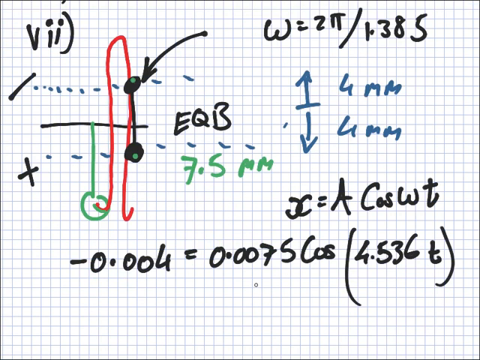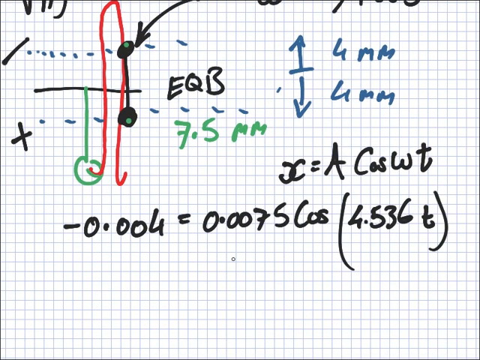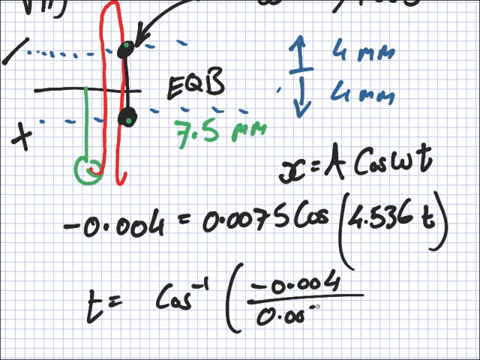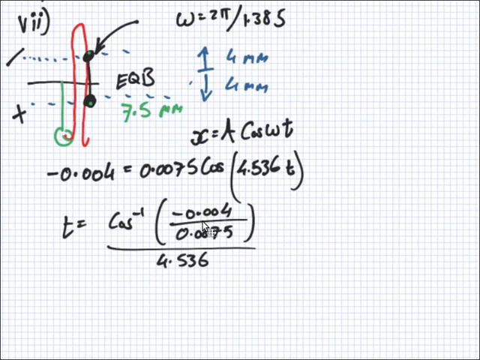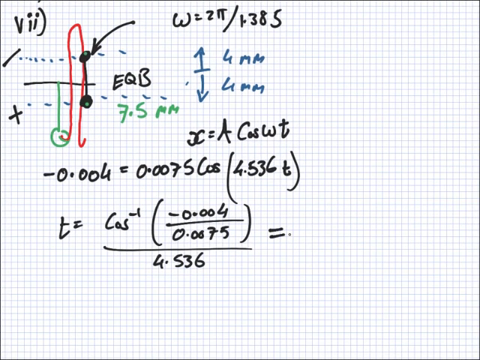Now let's get the t here. Make sure your calculator's in radian mode. So the t would equal cos inverse of minus 0.004 over 0.0075, over 4.536. Seconds. Yeah? But there's a small problem.